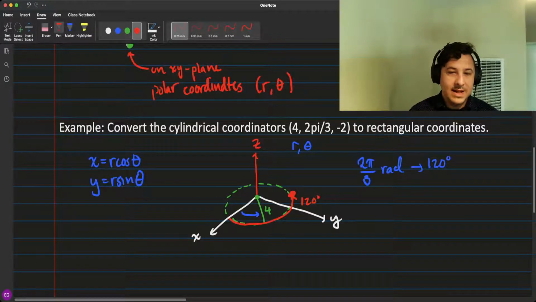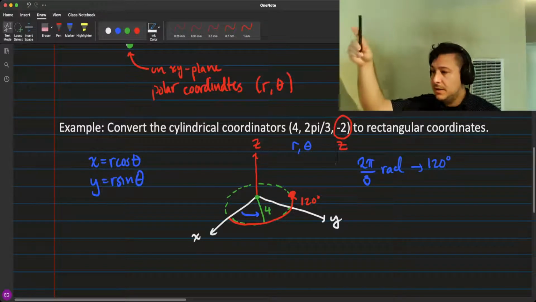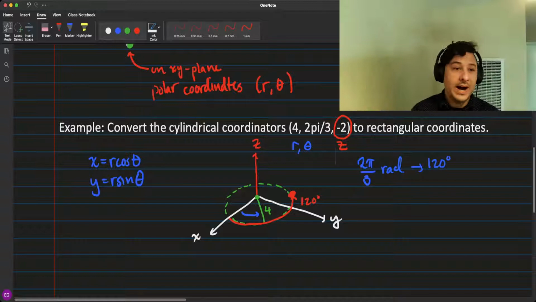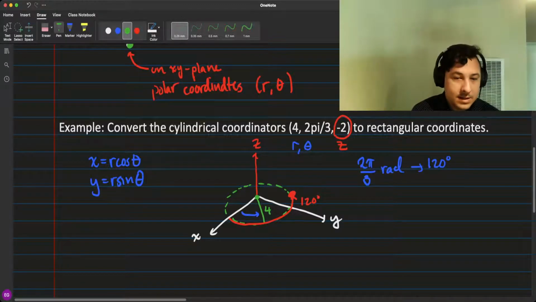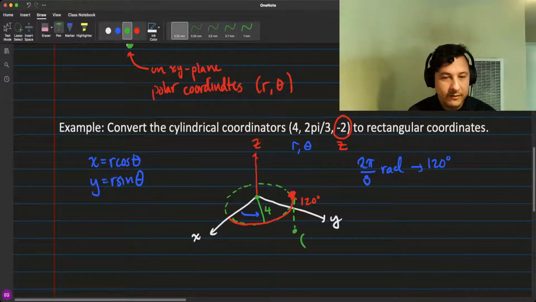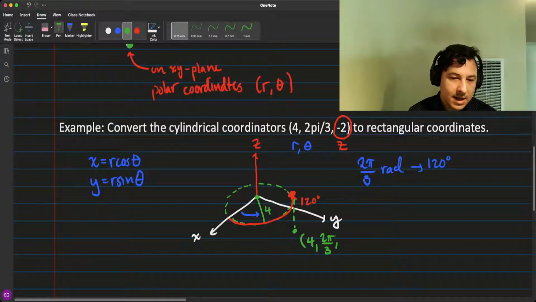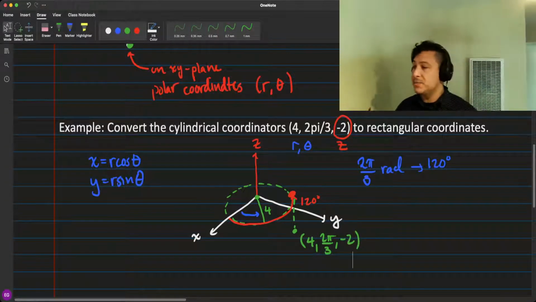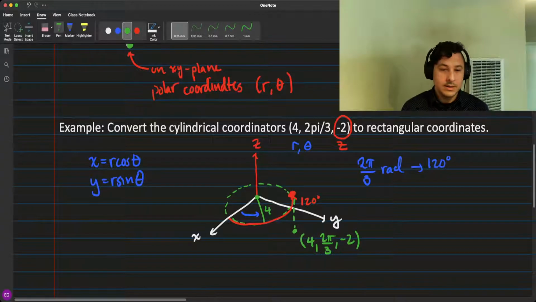Okay, and then this negative 2, that's the z value. That's how I'm going to move off of the xy plane. So I'm going to move down by 2 units to right here, and that's going to give me the point 4, comma 2 pi over 3, comma negative 2. But that's it expressed in cylindrical coordinates.